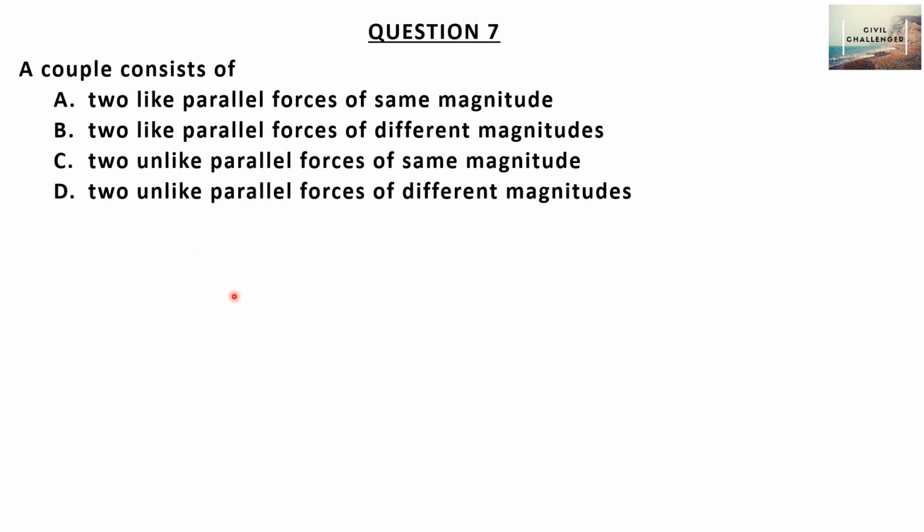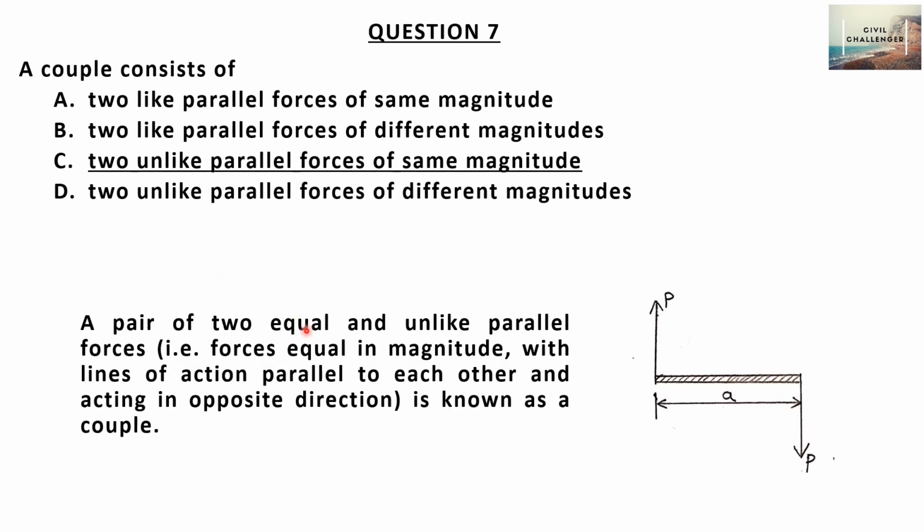Option D, two unlike parallel forces of different magnitudes. Now, a pair of two equal and unlike parallel forces, that is, forces equal in magnitude with lines of action parallel to each other and acting in opposite direction, is known as a couple.